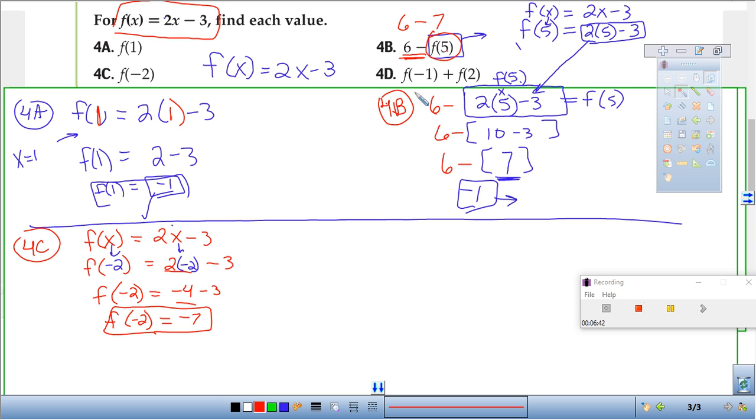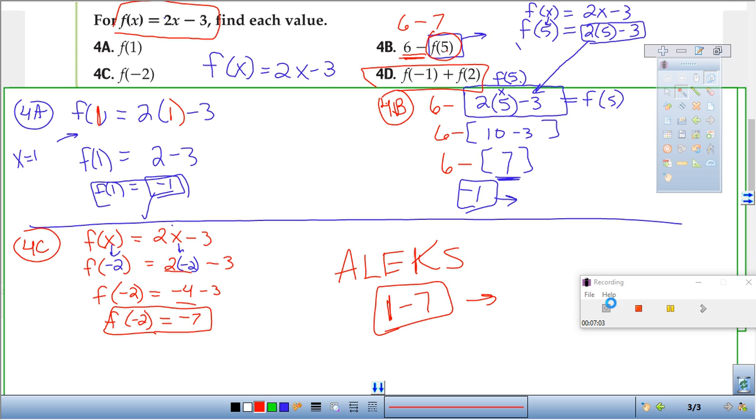So what we're going to do, guys, is skip this one right here. I do want to do it, but I want you to get Alex time. So let's go to Alex. The assignment is problems 1-7. Go to Alex and do 1-7.